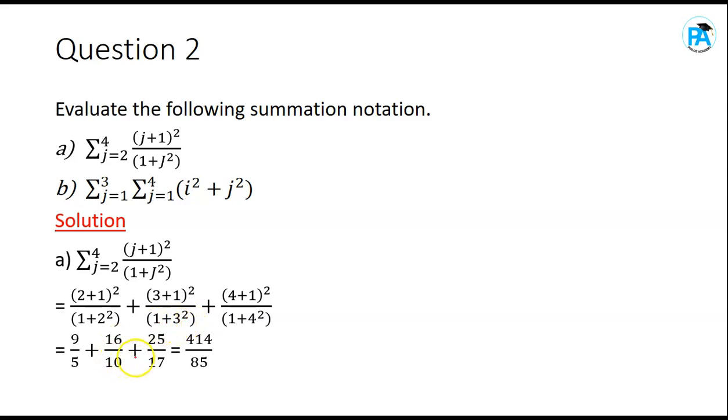That's 16 over 10. Plus, you can use your calculator, okay? 4 plus 1 is 5. 5 squared is 25, so you write it. 1 plus 4 squared is 1 plus 16, that's 17. So when you add all these together, please check if I've made a mistake. Add it yourself. 9 over 5 plus 16 over 10 plus 25 over 17 should give you 414 divided by 85. Anyone can make a mistake, so if there is a mistake, correct it. Just make sure you add it properly. Okay, so let's proceed to question B.